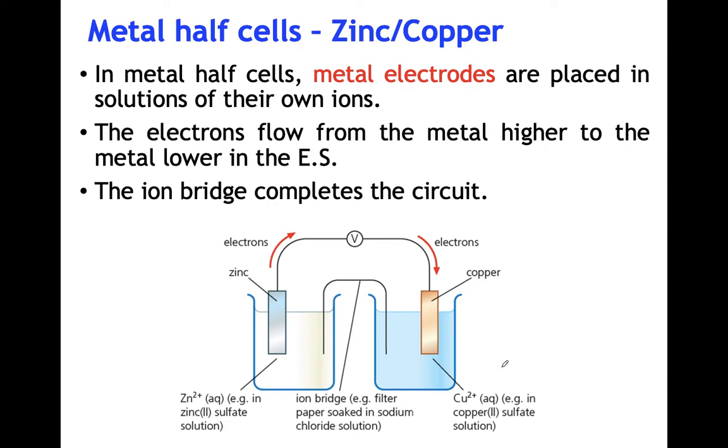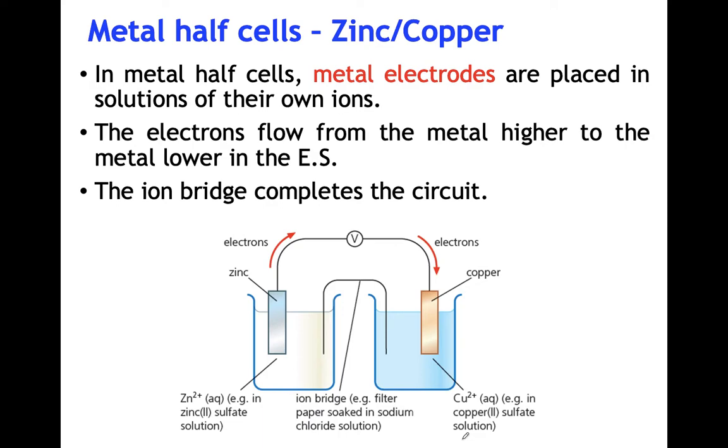Now, as in the cells we were looking at before, electrons are going to flow from the metal higher to the metal lower in the electrochemical series. In this case, they're going to flow from zinc to copper, and you can see that earmarked by the red arrows. Now, where before our electrolyte completed the circuit, in the case of half cells, we have what's called an ion bridge, and that is filter paper soaked in sodium chloride solution, it's soaked in salt solution. And that ion bridge will complete your circuit.